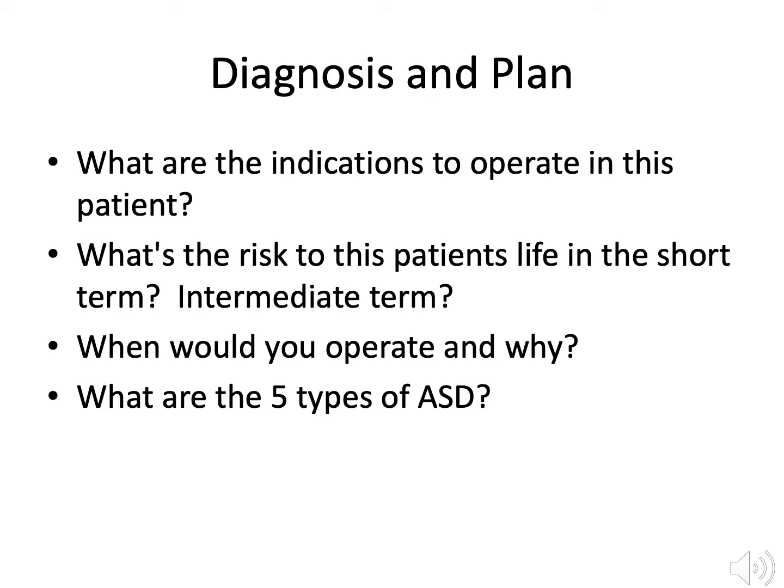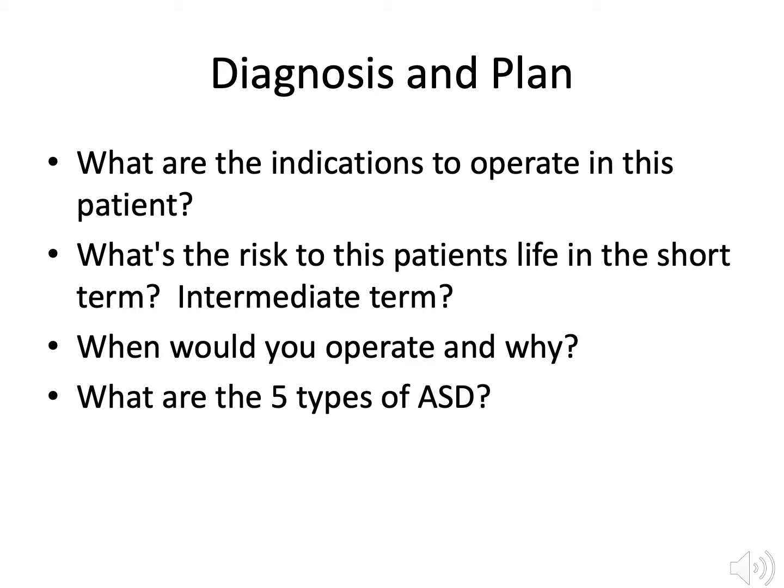The second question is, what's the risk to this patient's life in the short and intermediate term? The risk to this patient's life is very low, short and intermediate term. ASDs are very well tolerated for several years. The third question is, when would you operate and why?